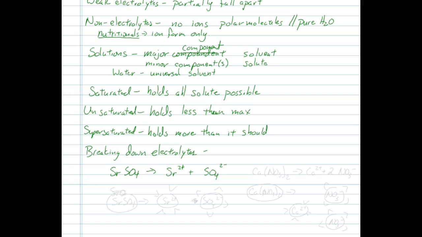If you had something like calcium nitrate, now you have two polyatomic ions, so that would fall apart to make calcium 2+ and two NO3 groups, each 1-. And then you've got the particle visualization part, which is on the homework.